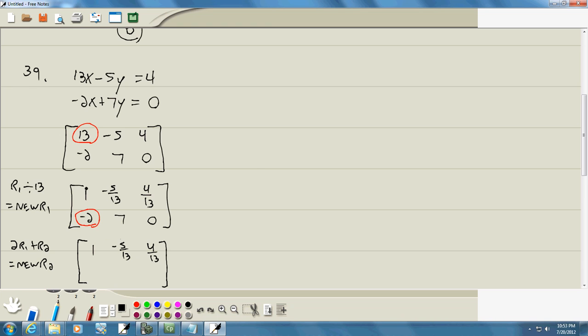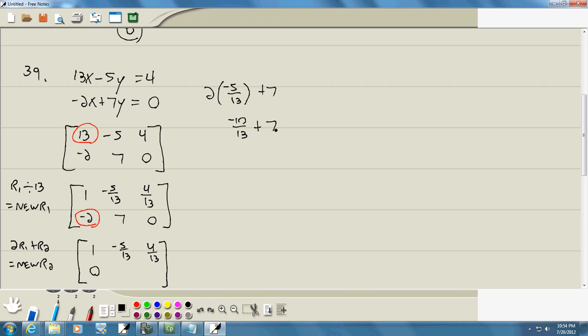Well, 2 times 1 is 2 plus a negative 2 is 0. 2 times negative 5 thirteenths. I'm going to do my scratch work over here. 2 times negative 5 thirteenths, and I want to add that to 7. It should be a negative 5 thirteenths. That gives us negative 10 thirteenths plus 7.